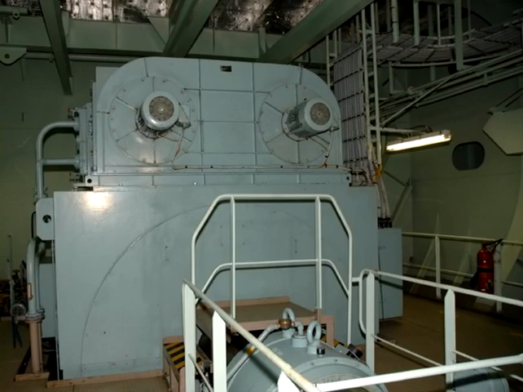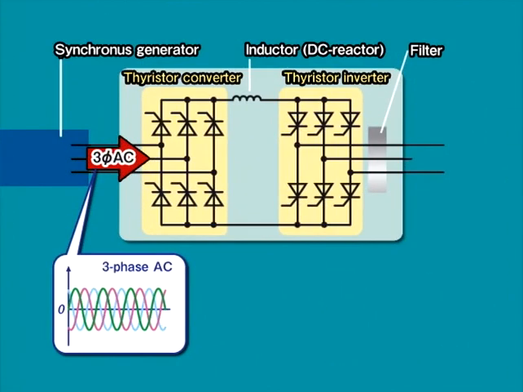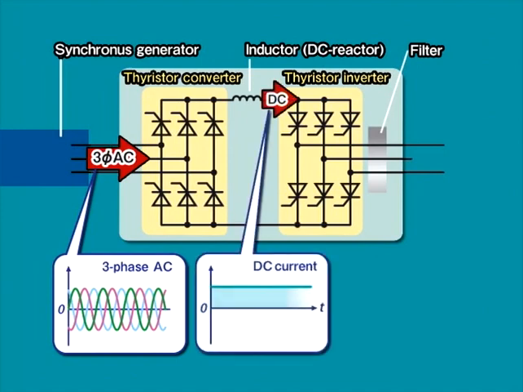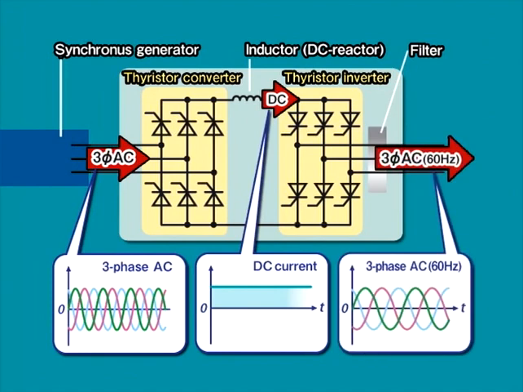A thyristor inverter may be used on ships equipped with a shaft generator. This is an outline diagram for the thyristor inverter. Three-phase AC voltage, output by a synchronous motor, is converted to DC current by the thyristor converter and DC reactor. The thyristor inverter converts this DC current to 60 Hz three-phase AC, supplying power on board.